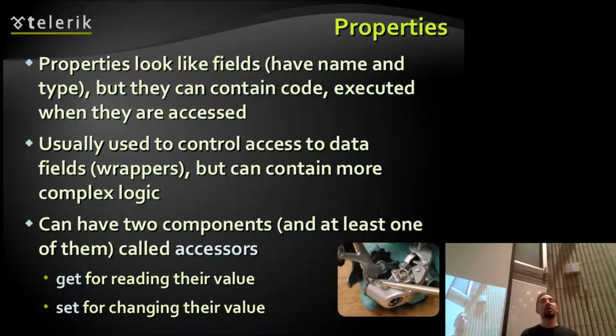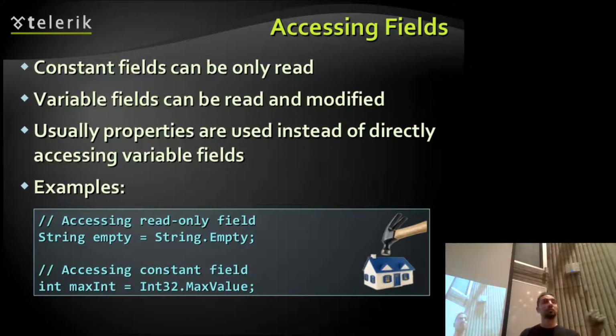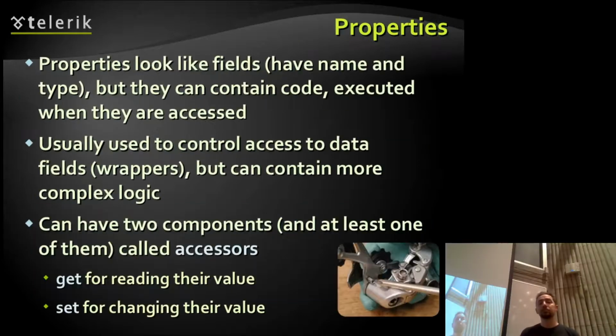Okay. Properties are a little different. Properties look like fields. They look the same way. You say something dot something, but they can have code associated with them. Things like error checking, bounds checking. They usually wrap some access to an inner data type, either a field, or you can make properties that have their own backing.